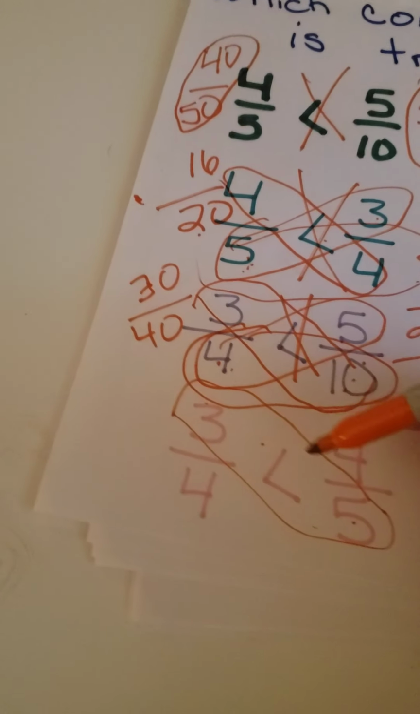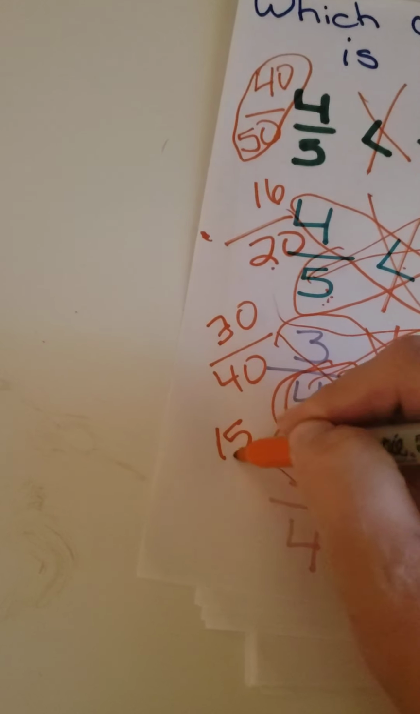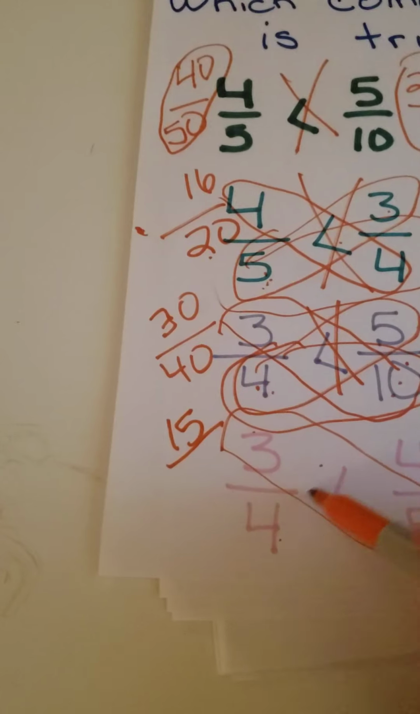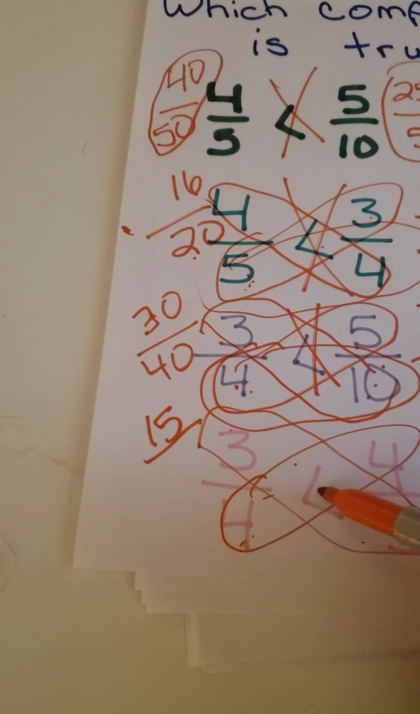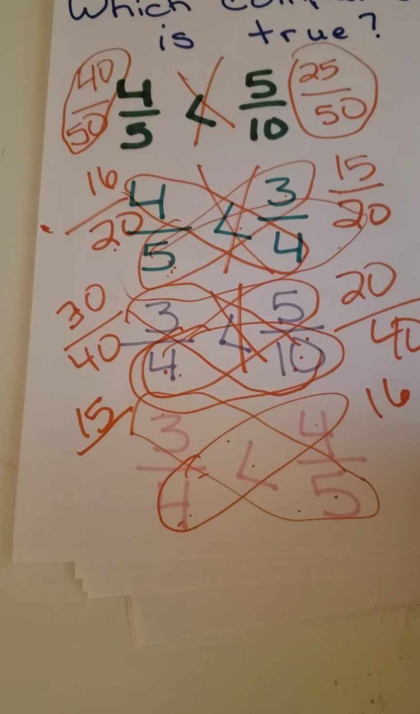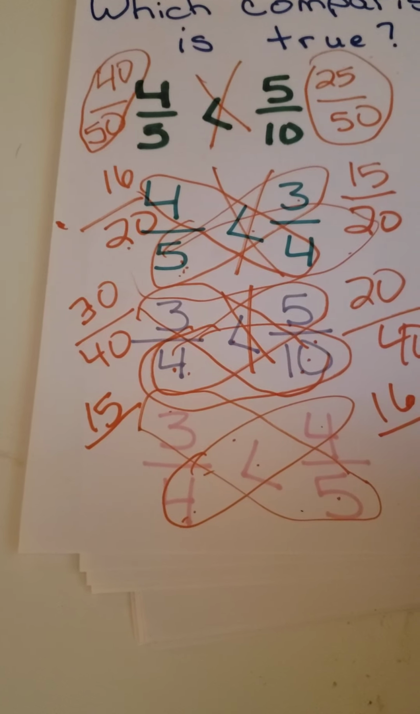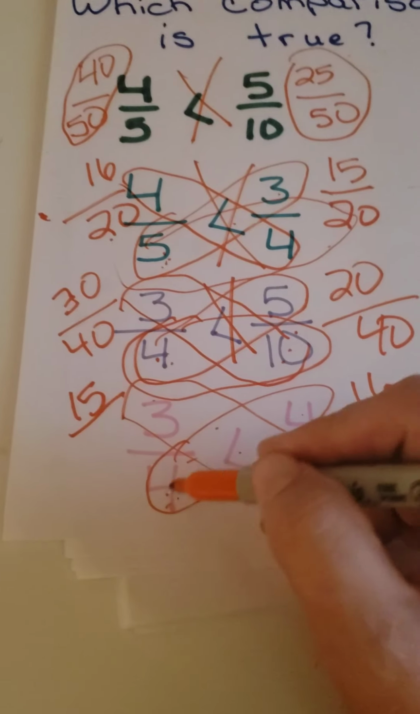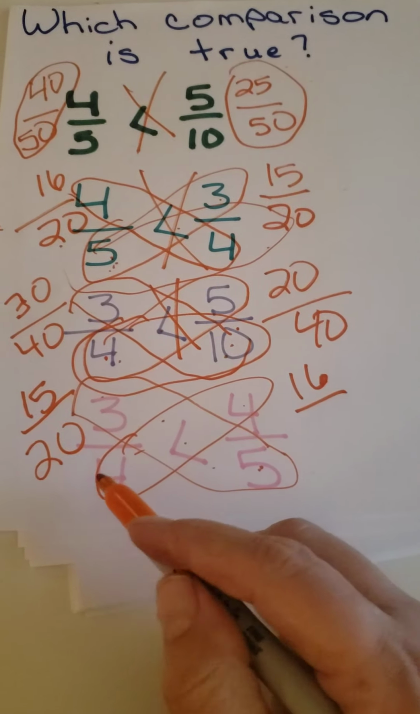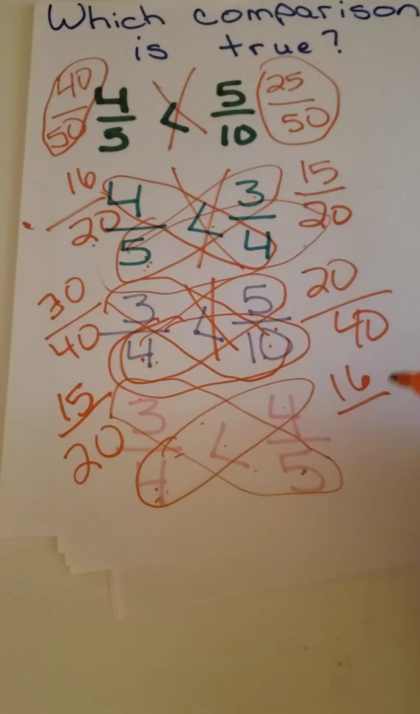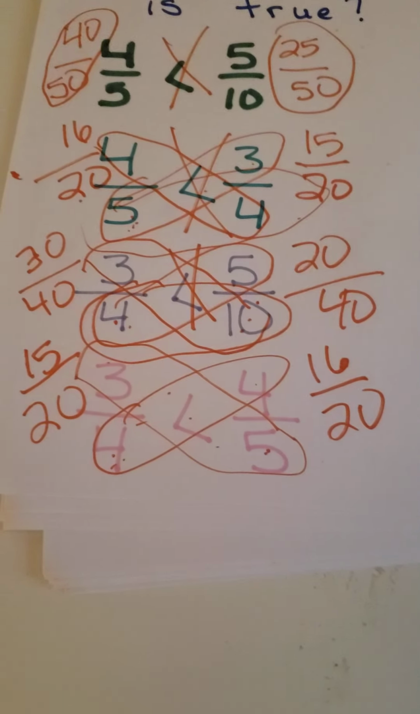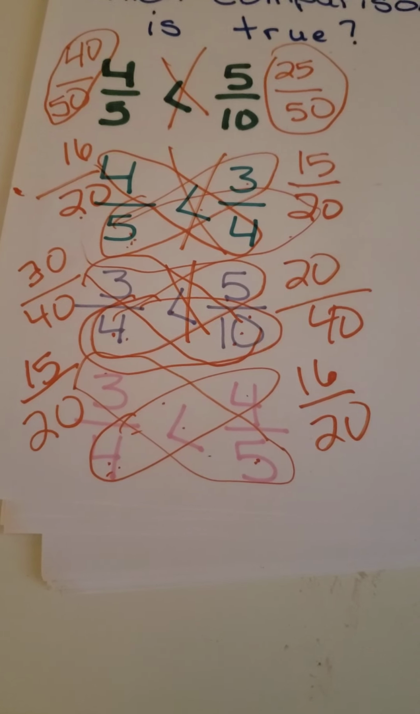5 times 3, 15. Okay? 4 times 4, right here. 4 times 4 is 16. Okay? We have to put our denominator. 5 times 4 is 20. 4 times 5 is 20. Okay? So now, look at what we have.